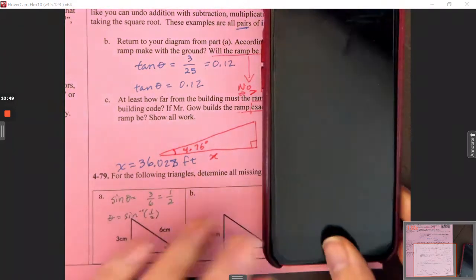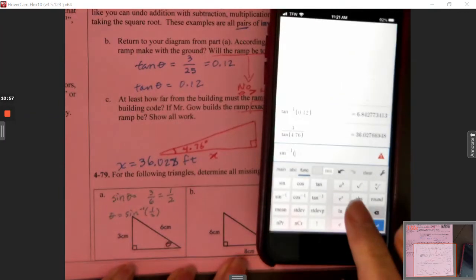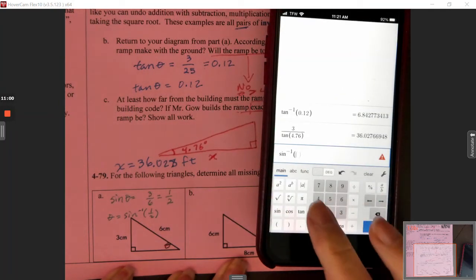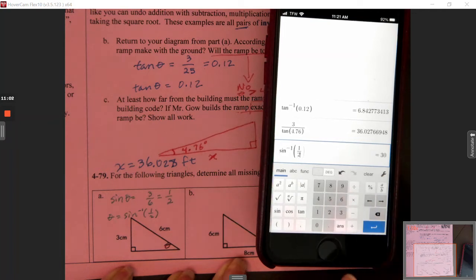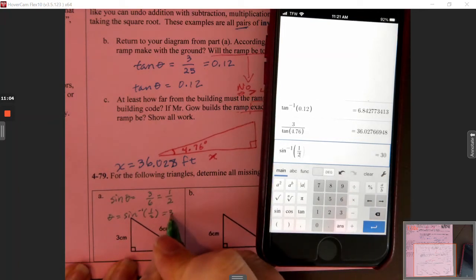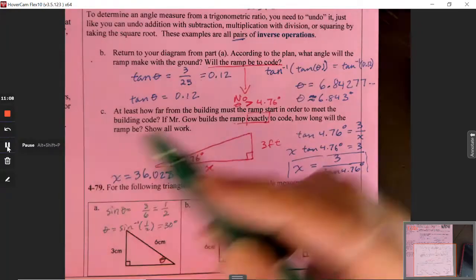It wouldn't have mattered which one I started with, but I started with this one because we know that the sine of 30 degrees is 1/2, as well as that the cosine of 60 degrees is 1/2. So I wanted to do that backwards on purpose. So find all the missing angles. So 6 and 8, this one is tangent.